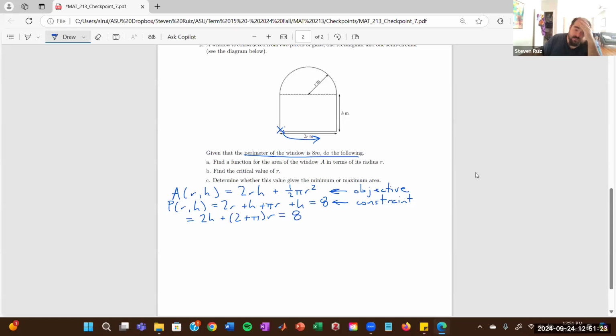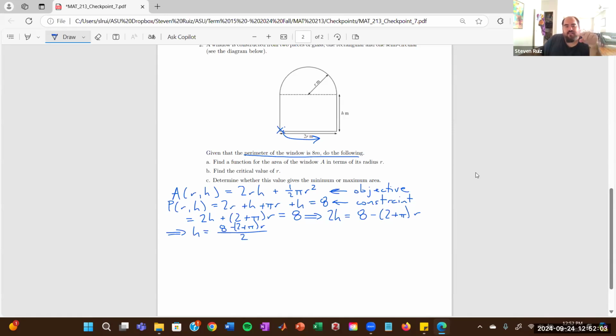So what we were asked to do is to find a function for this area that is only expressed in radius. So what I'm going to do here is solve this constraint equation for h. So I get 2h equals 8 minus (2 plus pi) times r. That leads me to this: h equals 8 minus (2 plus pi) times r, all over 2.